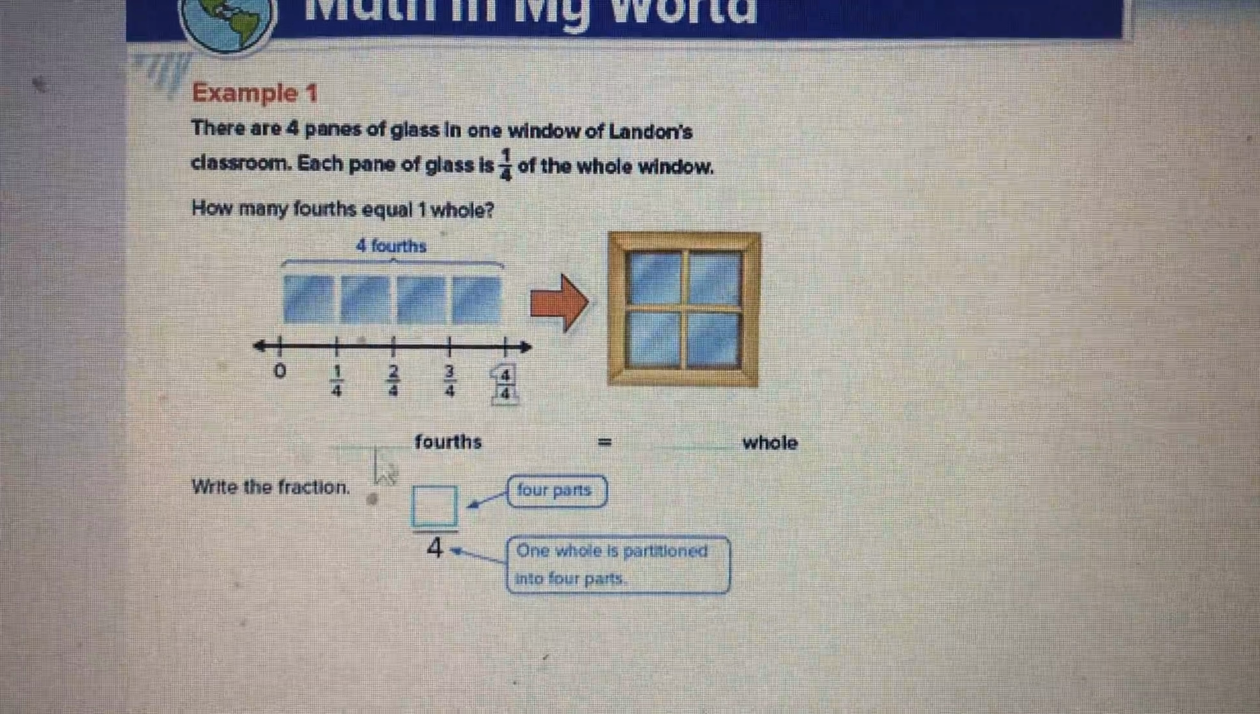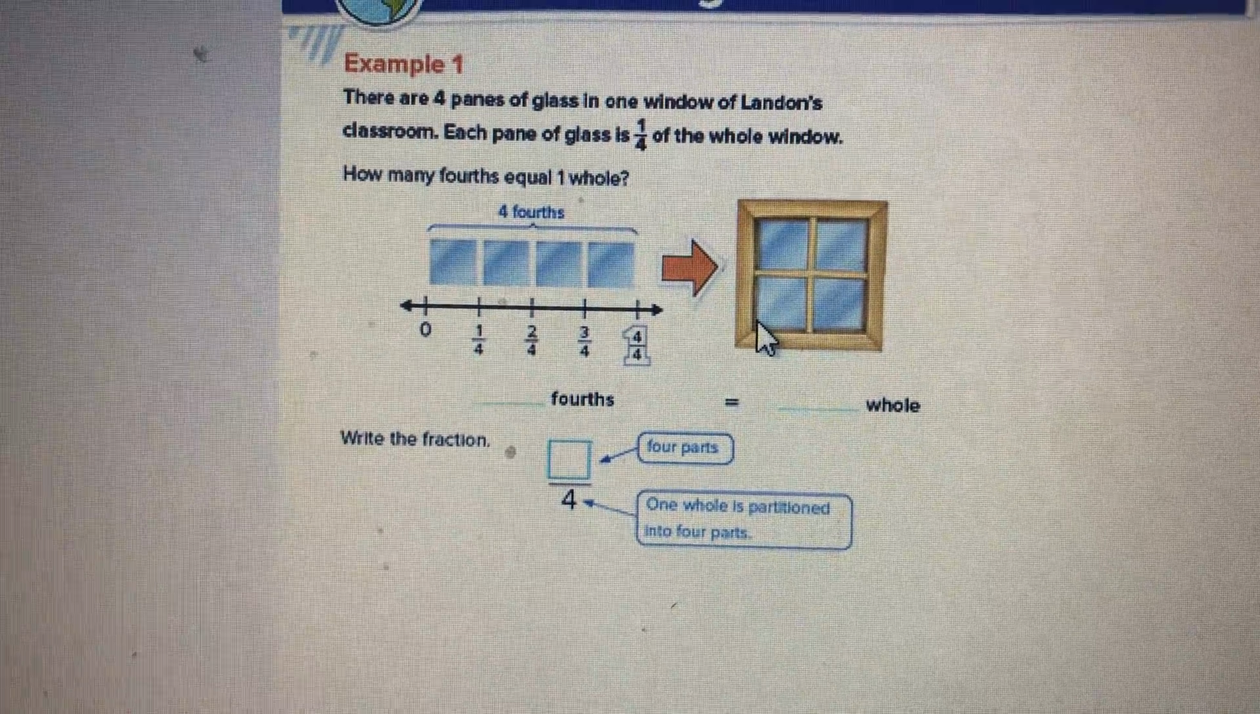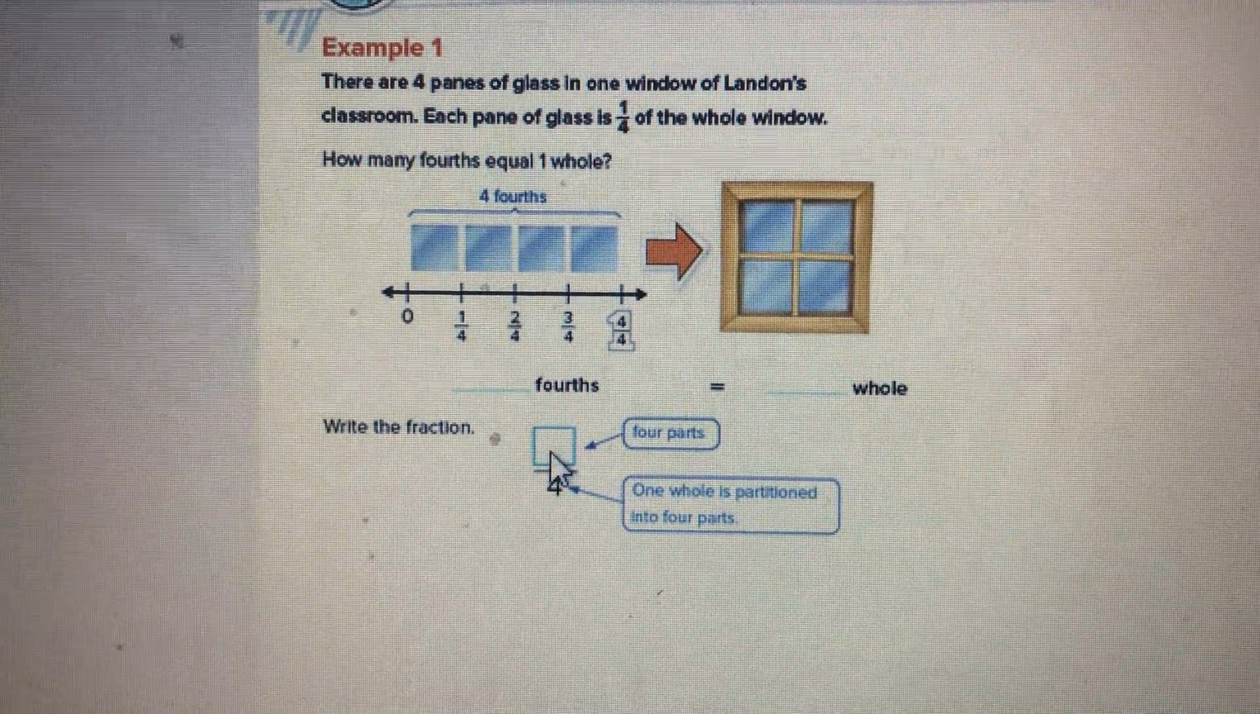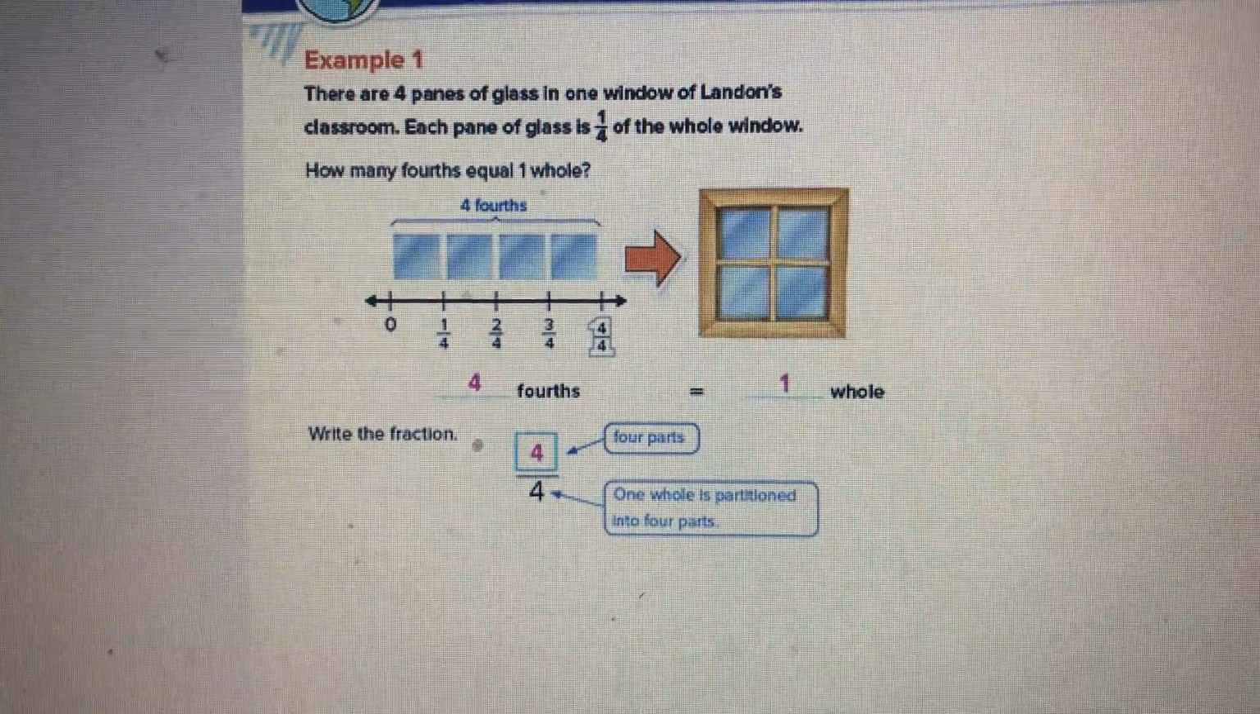So there are 4 panes. Each one is 1/4, 1/4, 1/4, 1/4. So when we write the fraction, we would write 4 over 4, which is equal to 1 whole. So go ahead and fill in that answer.